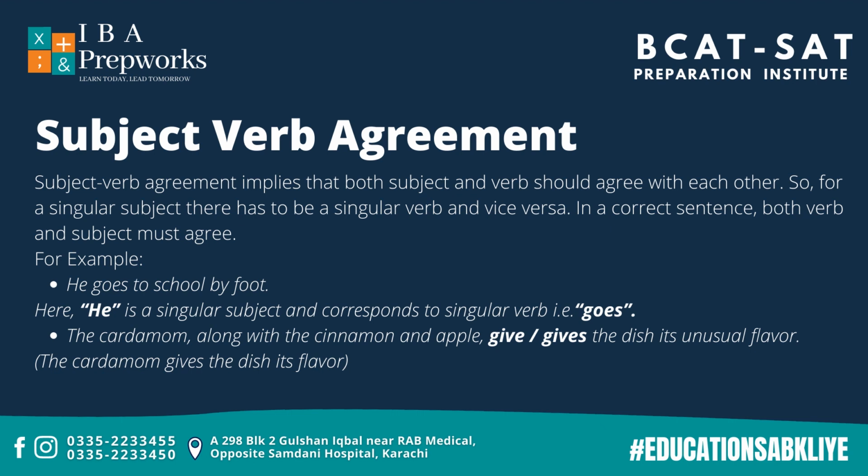Subject verb agreement implies that both subject and verb should agree with each other. So for a singular subject, there has to be a singular verb, and for a plural subject, there has to be a plural verb. In a correct sentence, both verb and subject must agree. For example, he goes to school by foot. Here you can see that the singular subject is he and goes is the verb. And as it's singular, you can see that this also agrees.